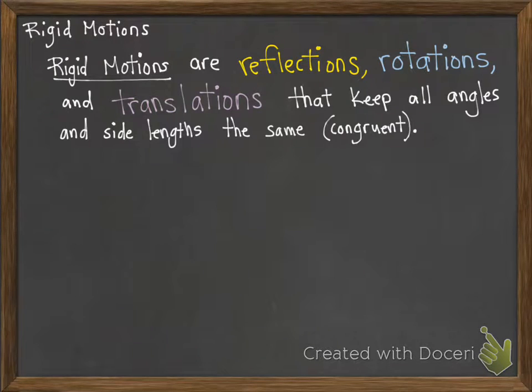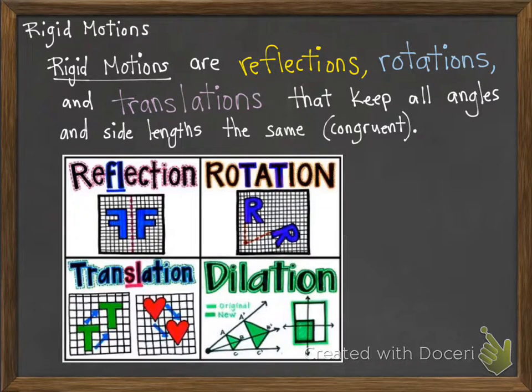Rigid motions are transformations which move a shape by either reflecting, rotating, or sliding that shape, which is called a translation, and keeping the sides of the shape and the angles of the shape exactly the same, or congruent. A reflection, which flips the shape over what's called the line of reflection, kind of like a mirror image, is a rigid motion. A rotation, which turns the shape around a point and can turn either clockwise or counterclockwise, is a rigid motion. A translation, which slides a shape up, down, left, or to the right, is a rigid motion.